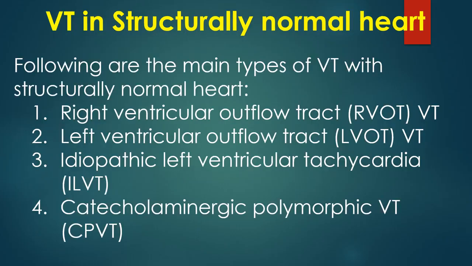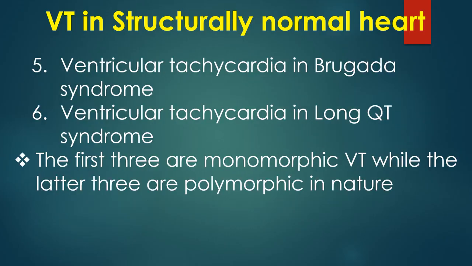Following are the main types of VT with structurally normal heart. 1. Right ventricular outflow tract VT. 2. Left ventricular outflow tract VT. 3. Idiopathic left ventricular tachycardia. 4. Catecholaminergic polymorphic ventricular tachycardia. 5. Ventricular tachycardia in Brugada syndrome. 6. Ventricular tachycardia in long QT syndrome. The first three are monomorphic VT, while the latter three are polymorphic in nature.